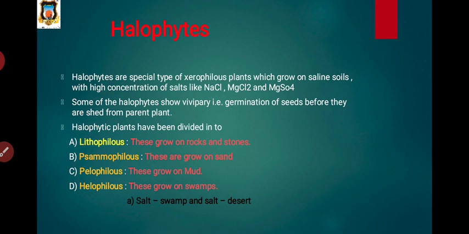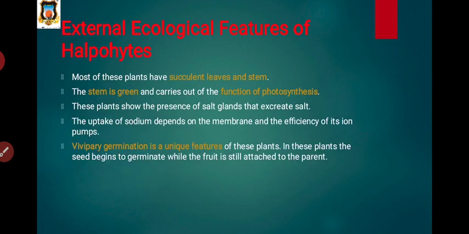Then, in the external ecological features of halophytes, most of these plants have succulent leaves and stems. Succulent leaves and stems mean plants with thick, fleshy tissues adapted to water storage. Then the stem is green and carries out the function of photosynthesis.